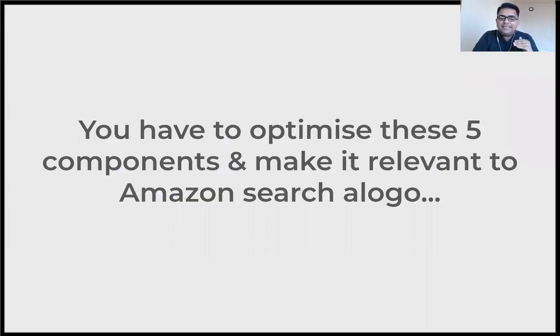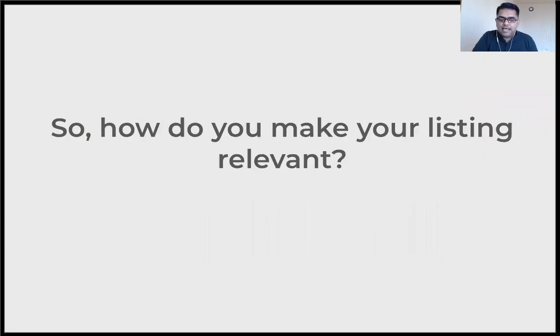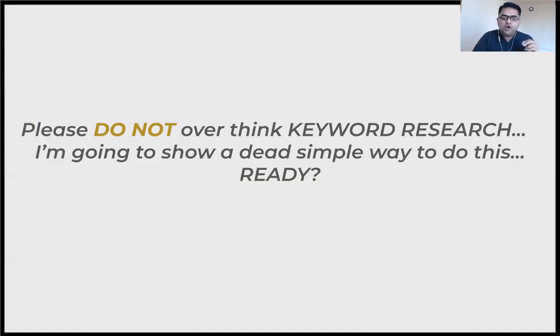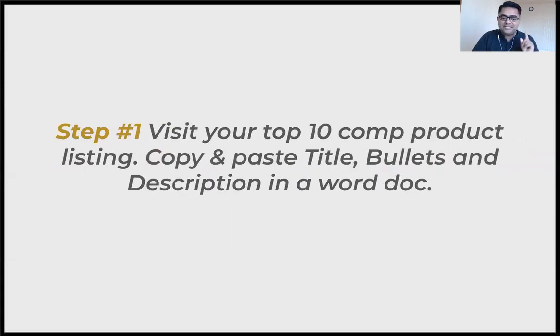So you have to optimize these 5 components and make it relevant to Amazon search algorithm. So how do you make your product listing relevant to Amazon search algorithm? Relevancy is equal to proper keyword research. Amazon understands your product based on the words you have entered on the product page. So you have to optimize your product page with the best possible keywords. Please do not overthink keyword research. I'm going to show you a dead simple way to do this. Hope you guys are ready for that. Let's jump in. Step number 1.